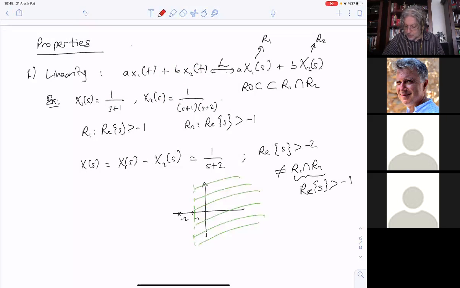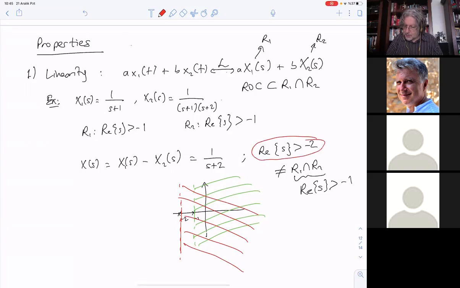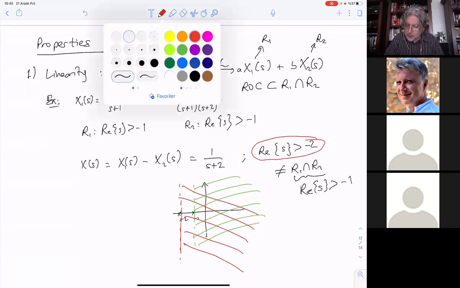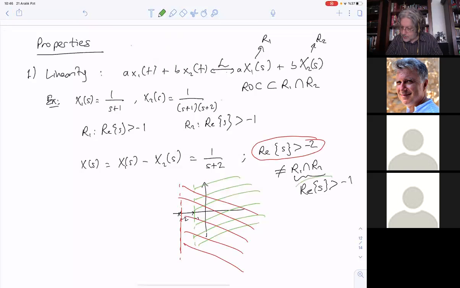So it includes this one. That's why I have indicated it's like this. The region of convergence includes R1 intersection R2. It doesn't have to be exactly equal to their intersection.